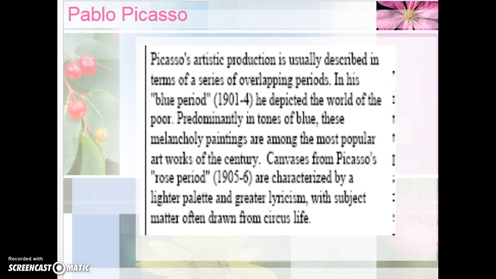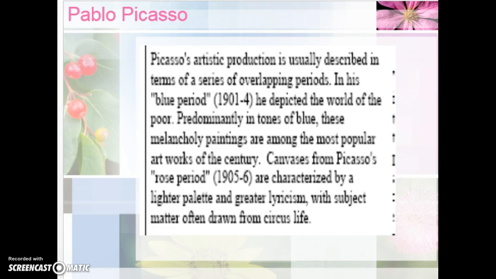Picasso's artistic production is usually described in terms of a series of overlapping periods. In his Blue Period, 1901 to 1904, he depicted the world of the poor. Predominantly in tones of blue, these melancholy paintings are among the most popular artworks of the century. Canvases from Picasso's Rose Period, which he did from 1905 to 1906, are characterized by a lighter palette and great lyricism, with subject matter often drawn from circus life.